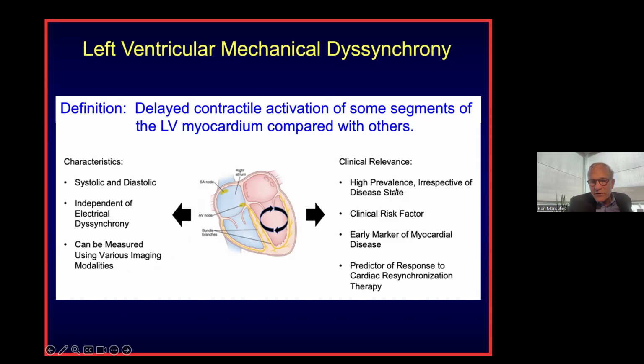And of course, this has great clinical relevance because it's a risk factor for adverse outcomes. It's not a rare cause of biomechanical overload, and dyssynchrony is an early marker of myocardial disease in some cases, like a left bundle branch block and the associated dyssynchrony. And of course, it's a predictor of response to therapies like cardiac resynchronization therapy, or more recently, His bundle pacing and the like.